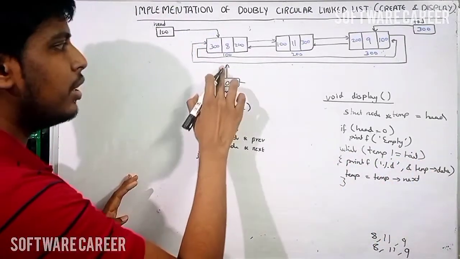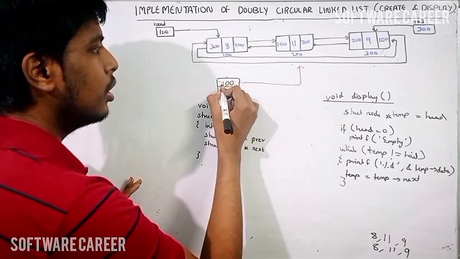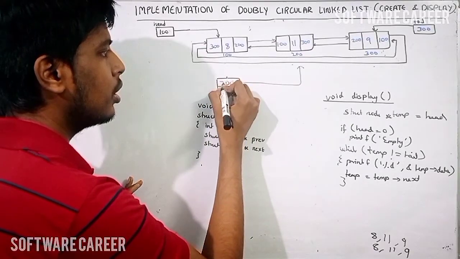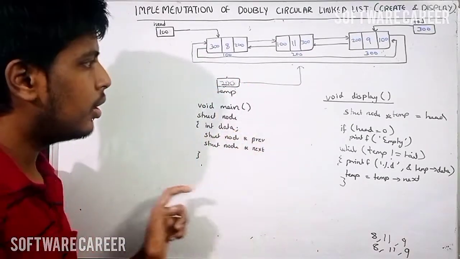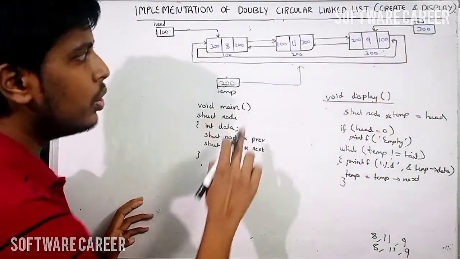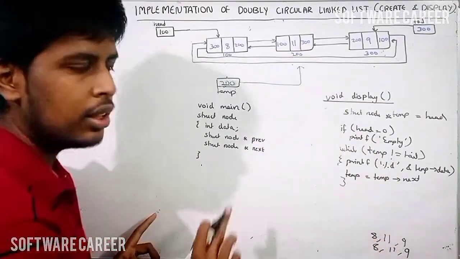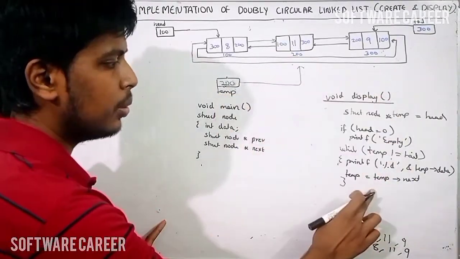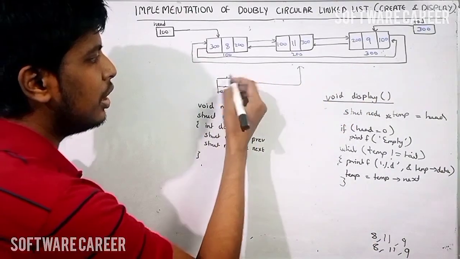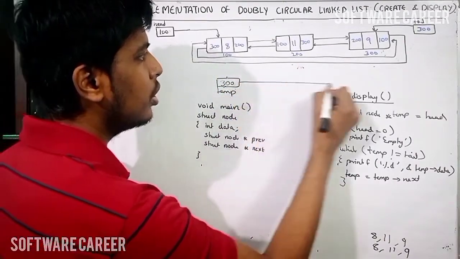That means, suppose temp is pointing at 200. Temp is 200, so it's not equal to tail. Tail is 300. So it enters into this condition and prints the data 11 here. Then it moves to the next pointer. The pointer moves to the next node, so it becomes 300 here. Now this pointer is pointing to the third node.